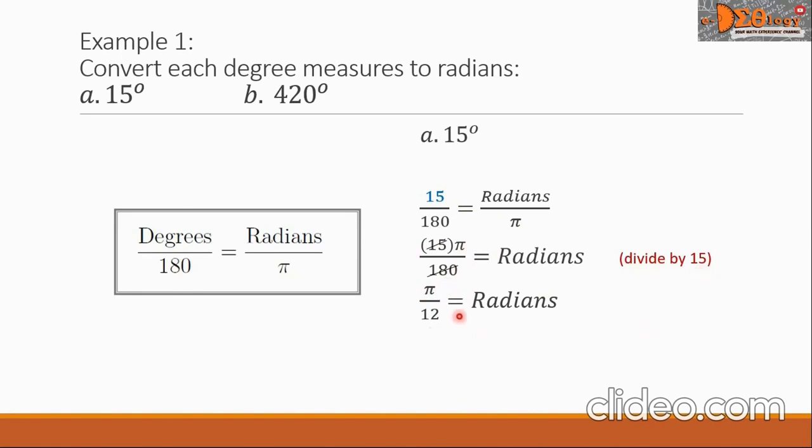And equals the right hand side, which is radians. So we have now this value pi over 12. We can simply interchange the position of the radians and the value pi over 12. To conclude, the 15 degrees equals pi over 12 in radians. This is our final answer.